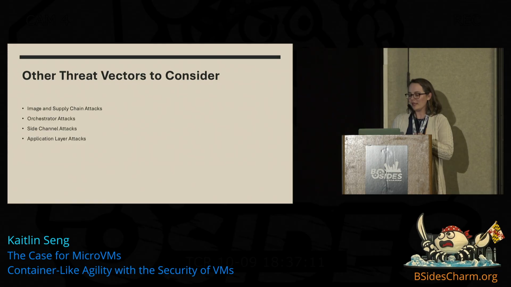Additionally, there can be application layer attacks, either in code that you've written yourself or in libraries that you're pulling in. We saw that sort of thing happen with Log4Shell, where everyone was using Log4j, and attackers were able to access the shell through that threat vector.